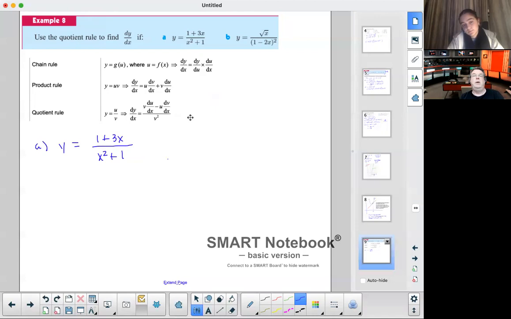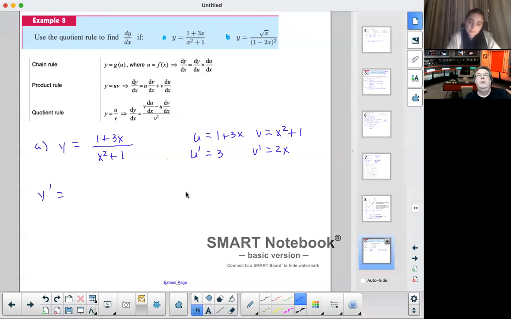They'll go ahead and say, all right, u is 1 plus 3x. They'll just make a little chart over here. du is 3, v is x squared plus 1, and dv is 2x. And it's nice, whatever floats your boat. But I just don't personally like it, but that's okay.